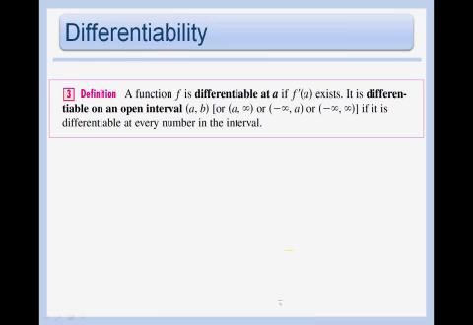Differentiability will be a key term. A function is differentiable at a if f prime of a exists. We can also have differentiability over an interval. We're going to look at some pictures in upcoming slides, which is going to make this make a lot more sense. But for now, let's just keep in mind that the derivative must exist at all points a in order for the function to be differentiable.